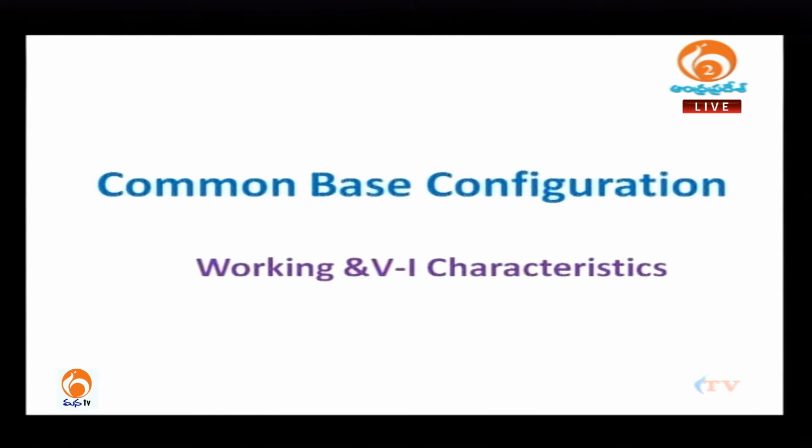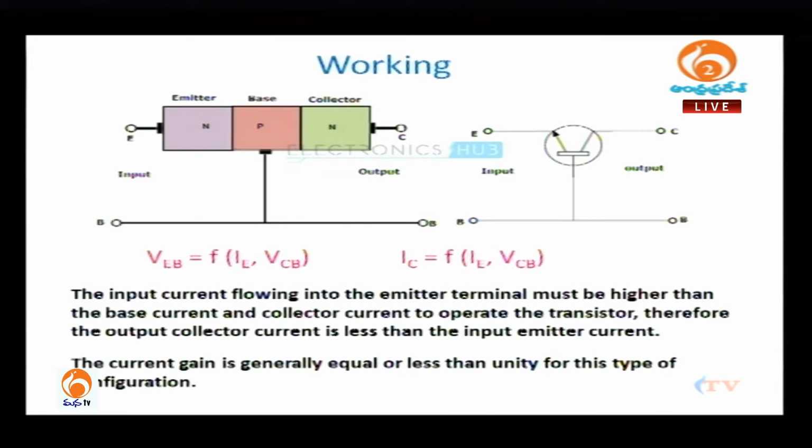Now, let us first take common base configuration. Now, we will see how it works and what are its VI characteristics. Now, see here we have given an NPN transistor structure and circuit symbol. Now, here in this mode, that is common base mode, we are having two variables at the input and two variables at the output. Those two variables are input current and input voltage, and at the output we are having two variables, namely output current and output voltage.